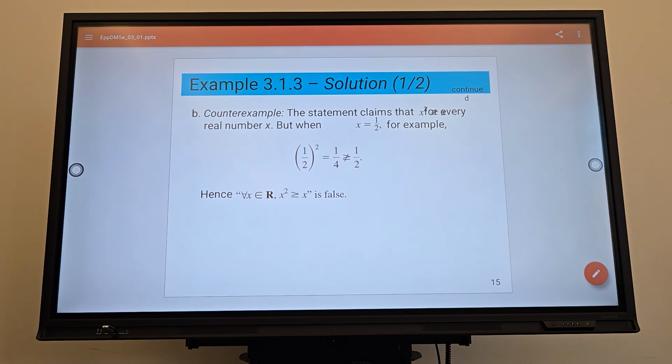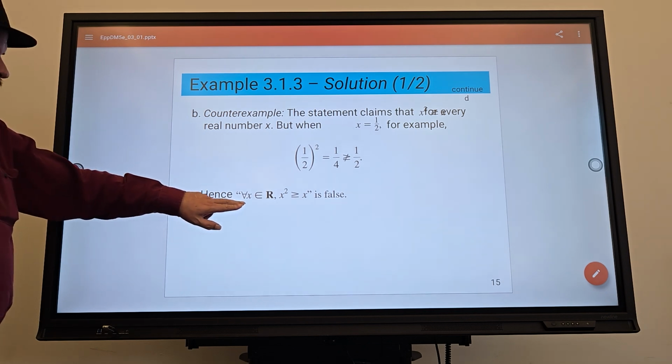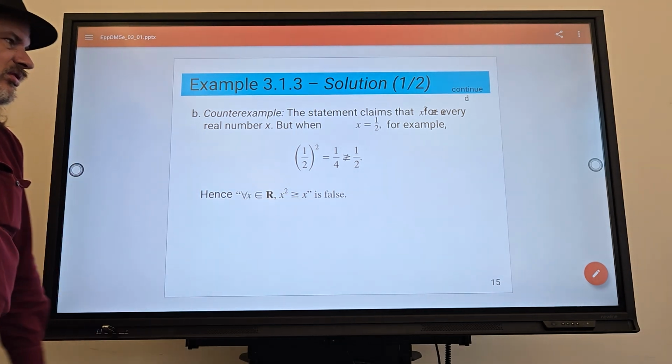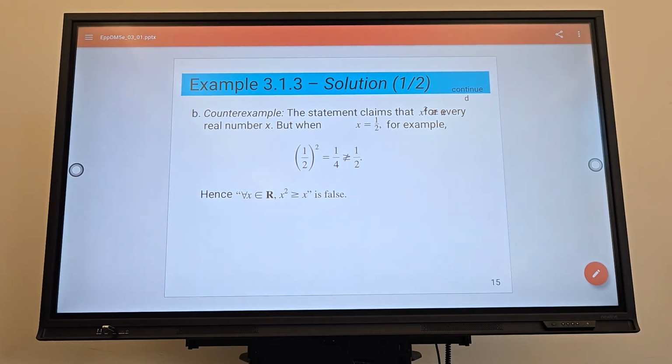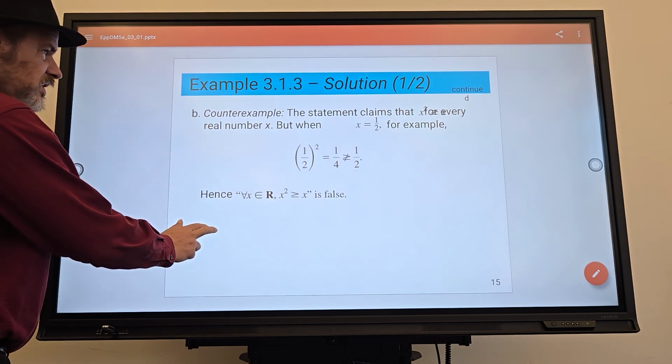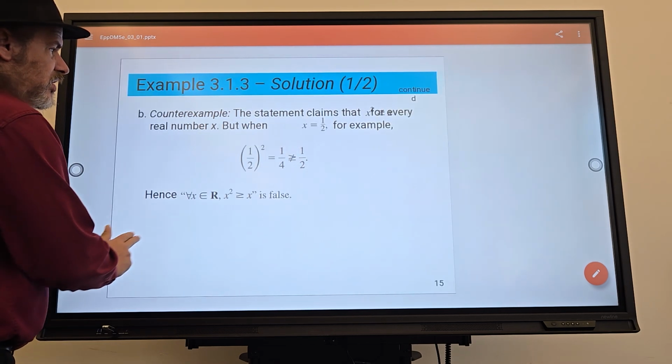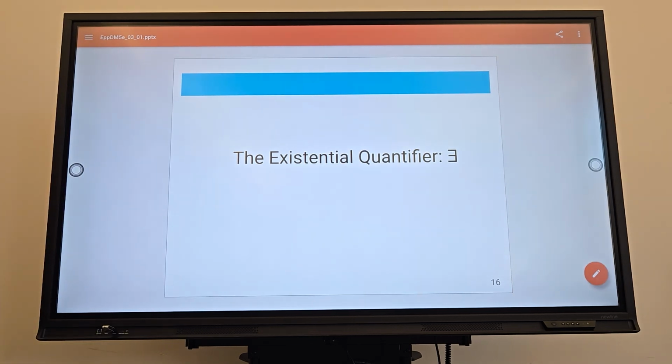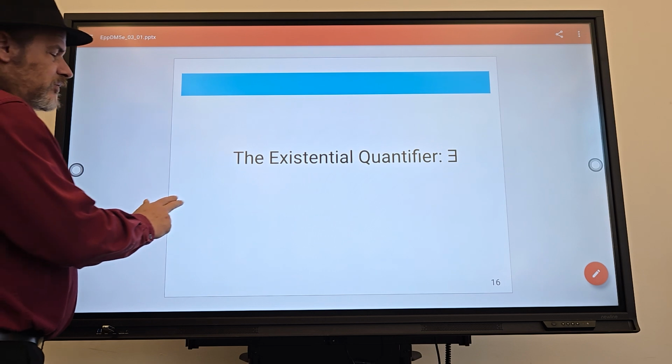Finding a counterexample, like in the second statement, renders this statement false. So you have the universal quantifier. Now we have the existential quantifier, the upside down E.